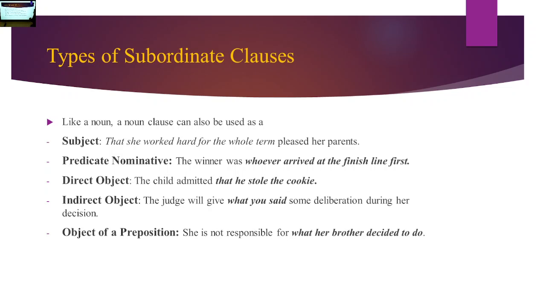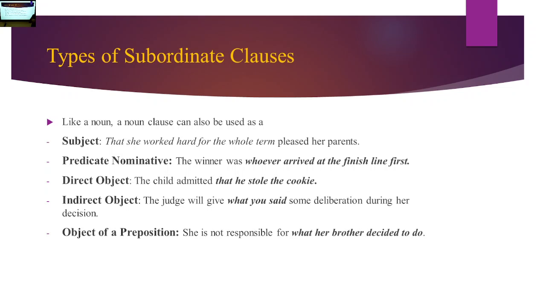The direct object. The child admitted that he stole the cookie. So the child admitted what? This is the direct object, right? You ask the question what in order to know the direct object. So when you say the child admitted what? Admitted that he stole the cookie. So that he stole the cookie is the direct object.